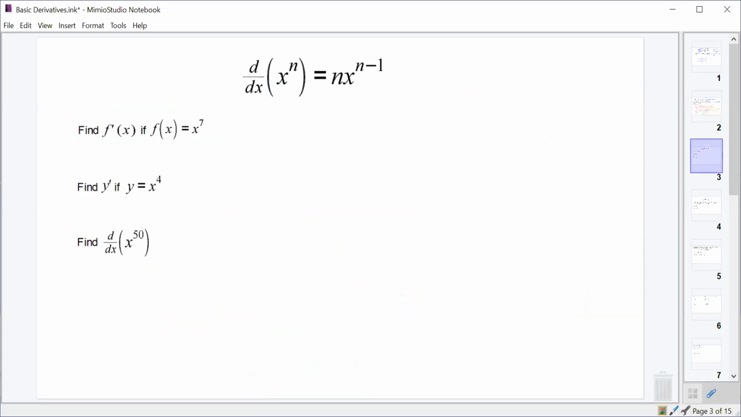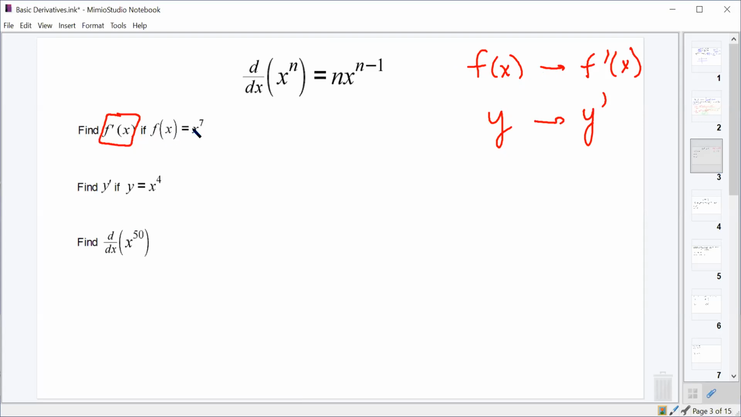Okay, so let's take a look at x to the 7th power. And this f prime of x, we see this notation. This also means the derivative of. So if we have f of x, the derivative of that is f prime of x. If we have a function y, the derivative of that is y prime, right? So these are just other ways to write notations for derivatives. And we're going to see a lot of them as we go through this year.